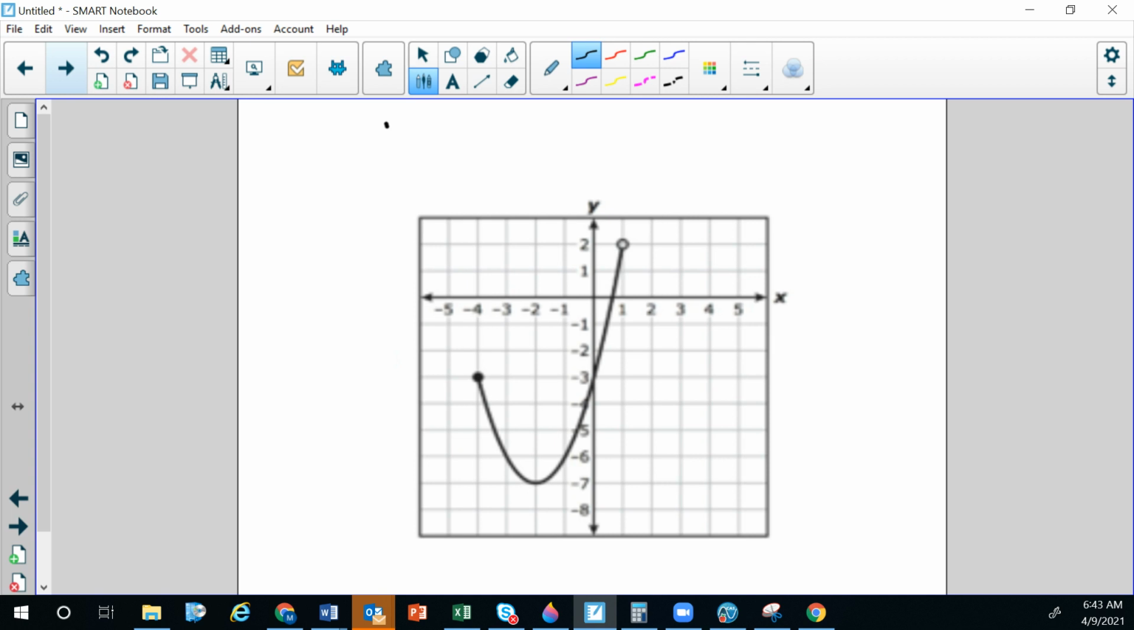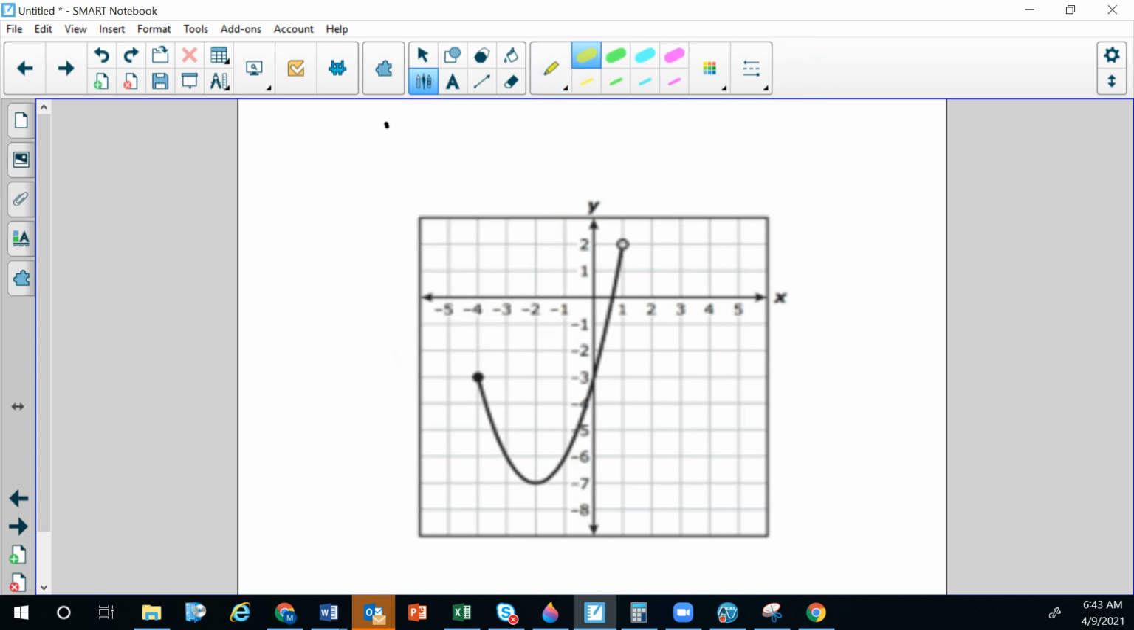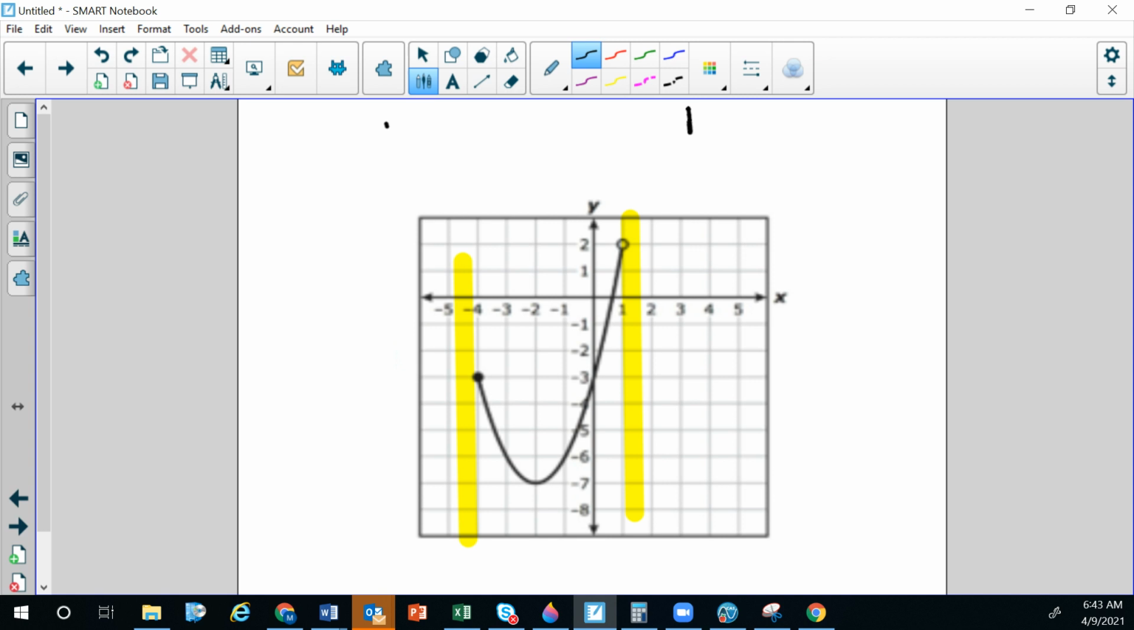Okay, this is a good one, another parabola again, but guess what? We have restrictions. So again, for domain, I'm going to draw my lines on the left side and on the right side. So here we go, highlighter. I draw my line here, and then on the right side, I'm going to draw another line. So for domain, let's go with my pen again. D for domain, and R for range, let's get some more space.